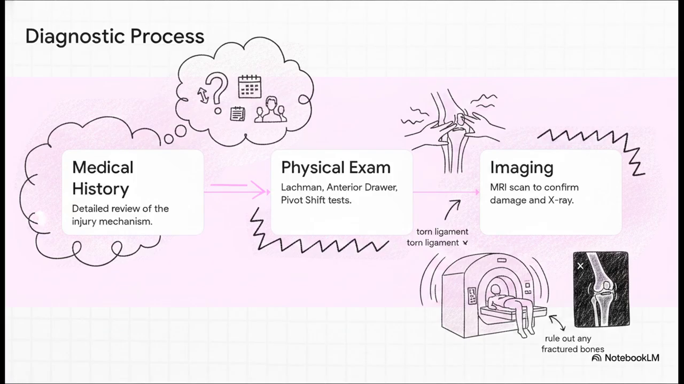Doctors and physiotherapists use hands-on manipulations, specifically called the Lachman test, the anterior drawer test, and the pivot shift test. Basically, they physically pull on the shin bone to see if that ACL leash is still actually intact. Finally, step 3 is the technological confirmation, an MRI scan to visually confirm the torn ligament, and very often an X-ray just to make absolutely sure there aren't any fractured bones.